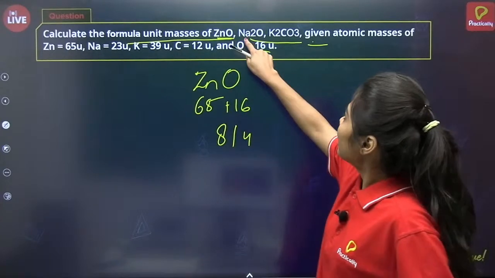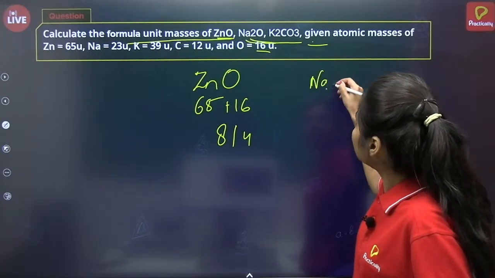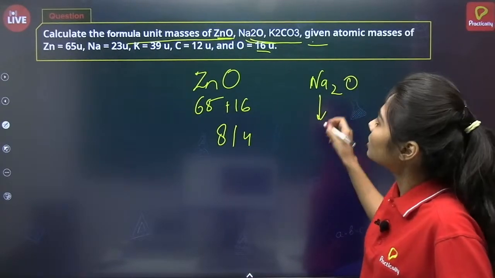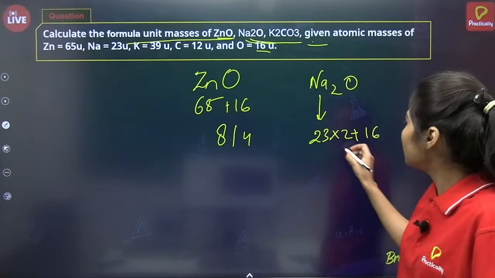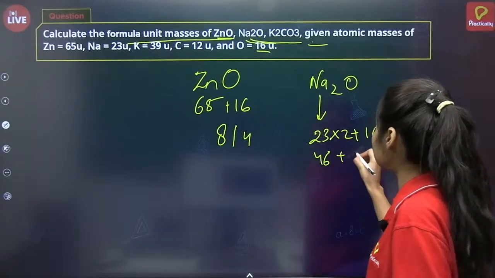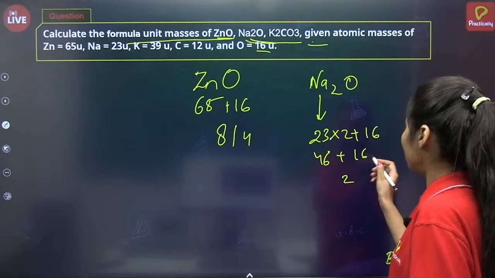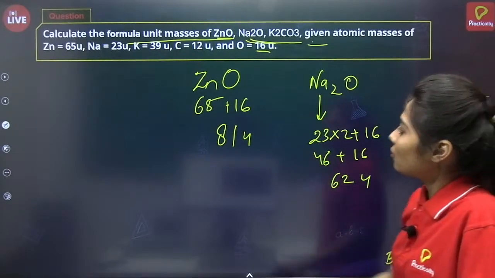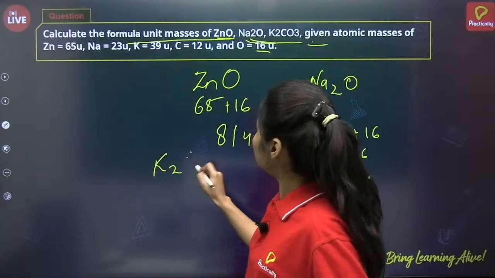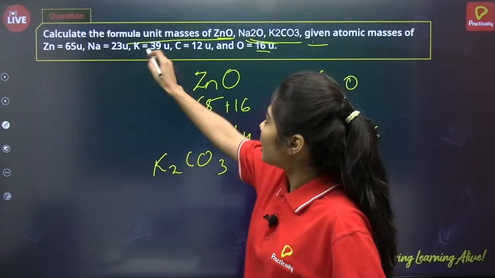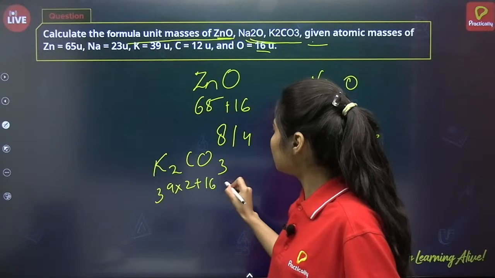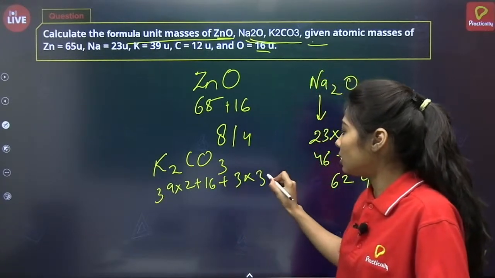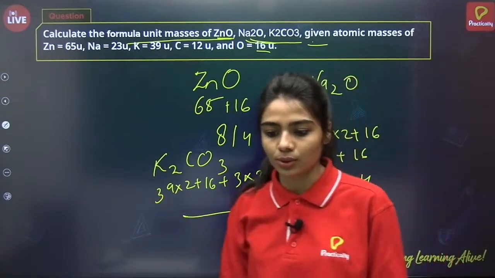For Na2O, sodium has a mass of 23 into 2 plus oxygen, that is 16. So 46 plus 16 gives you 62. For K2CO3, potassium is 39 into 2 plus 12 plus 16 into 3. It will be a long calculation, so you can do it by yourself.